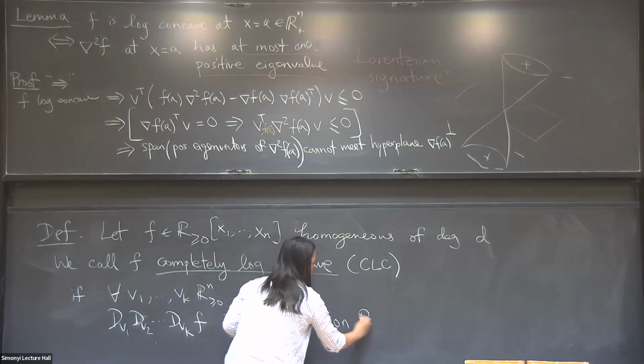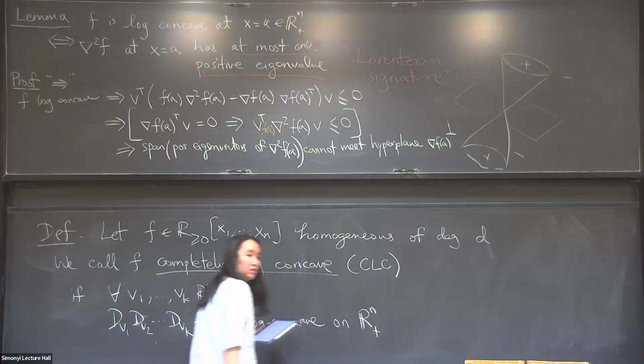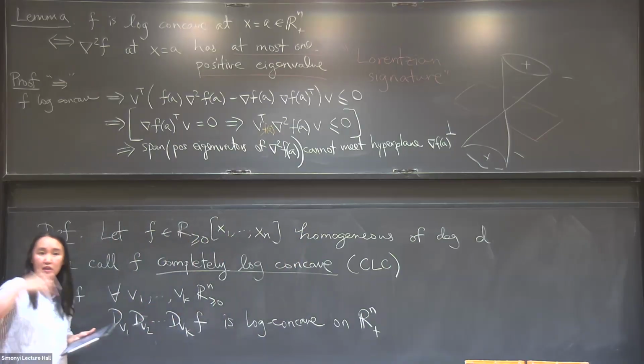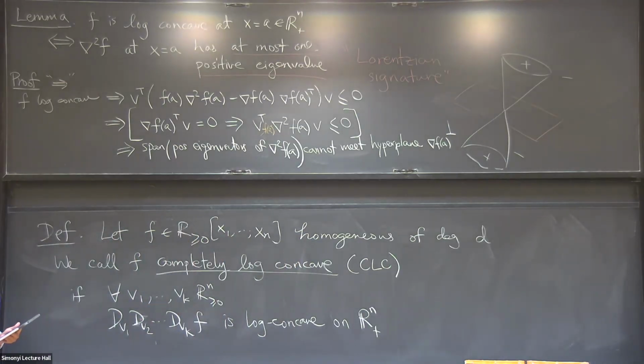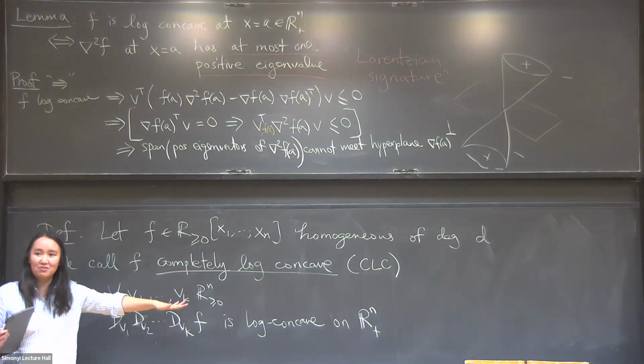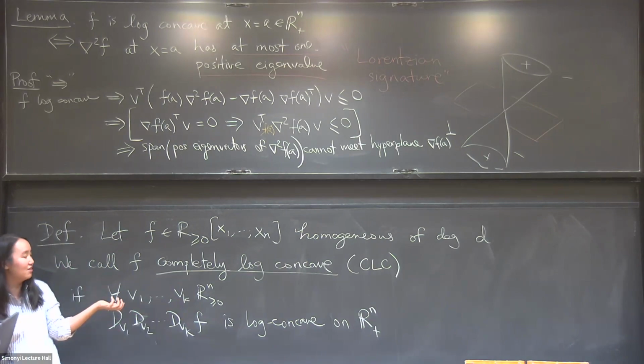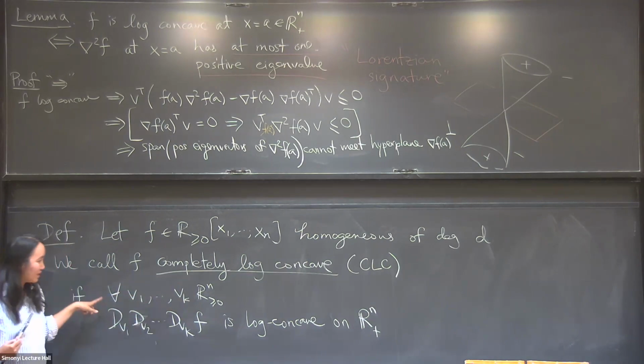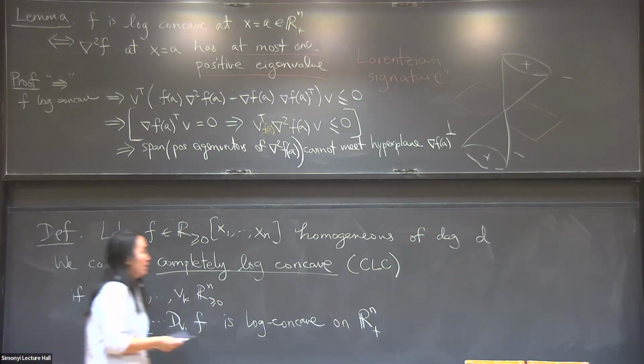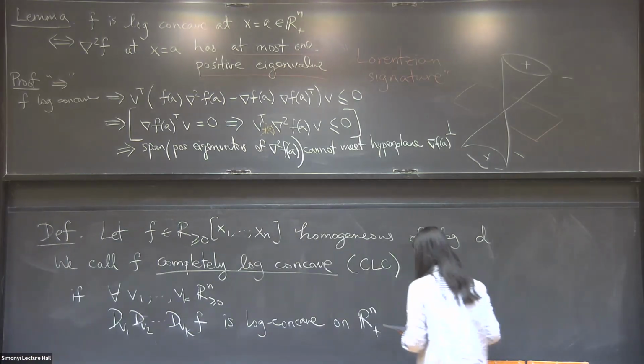on the positive orthant. Right, so it's not enough that the polynomial itself is log-concave as a function. All these partial derivatives, and then again and again, all of them have to be log-concave. Of course, if k is large enough, it's going to be 0, or it's going to be linear. If linear, then this is log-concave, right? So that's the definition.